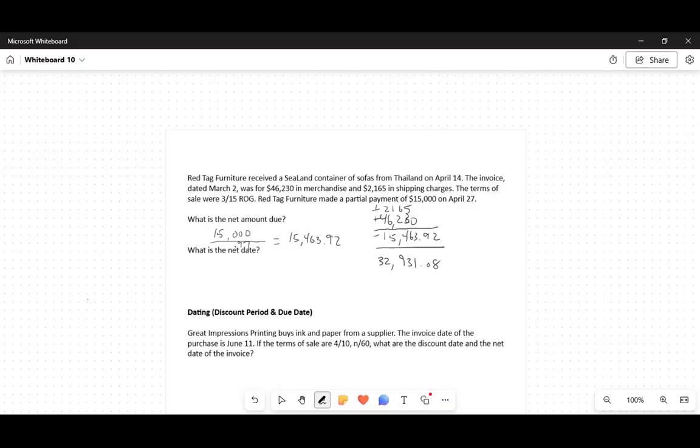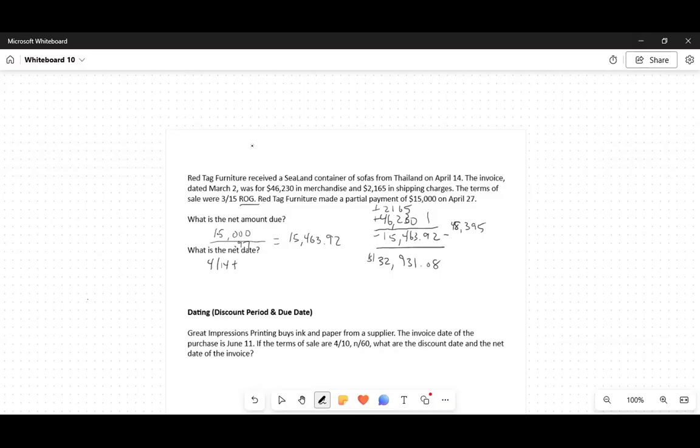$32,931.08. The total of these two together comes out to 48,395. And then I minus the 15,463. That came out to 32,931. So that is how much they will owe on day receipt of goods. So receipt of goods is automatically 30 days. So if we receive the goods on 4/14, that's April 14th, right?